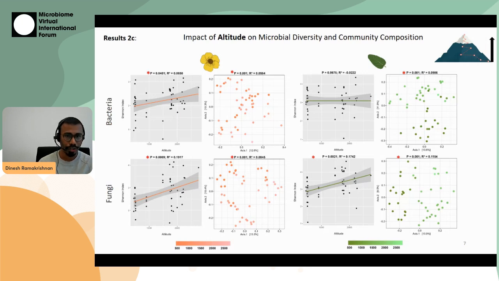Moving on to our altitude factor, similar to our geographical location, we were able to see that fungal diversity significantly increased with altitude. Also, the community composition was influenced by the different altitude ranges for both bacteria and fungi on both plant compartments. This also suggests that fungal diversity may be adapted to lower temperatures and low oxygen levels, favoring psychrophilic fungal communities. But bacteria may be more resilient to altitude-related factors like temperature and UV exposure.